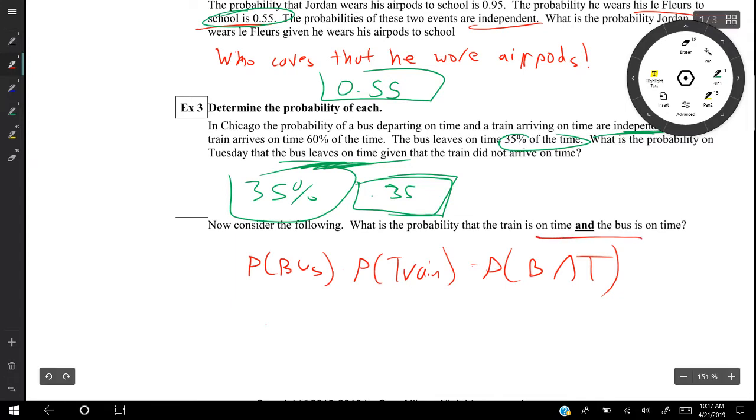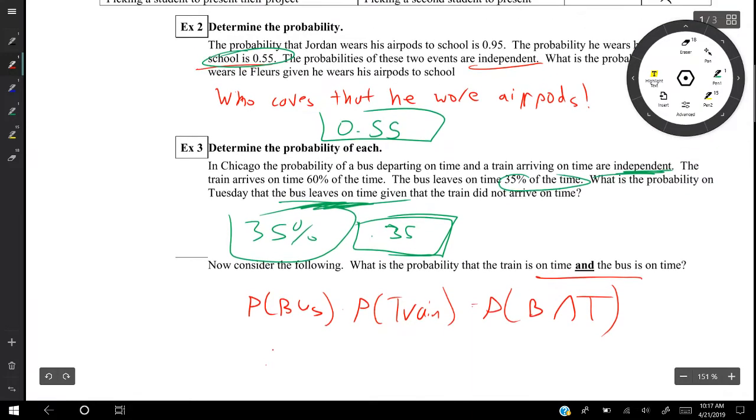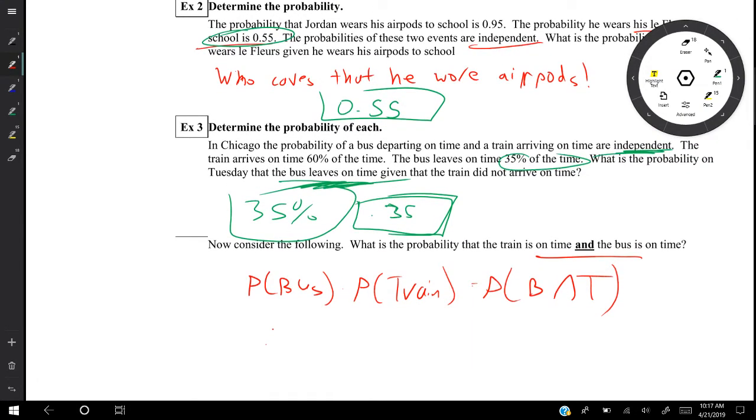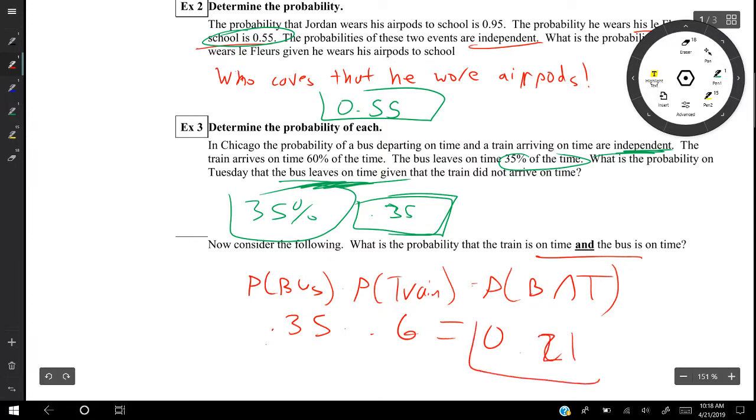Well, that's, what is bus? Bus is 0.35 times 0.6 is equal to, calculator, my phone is charging, let me grab it real quick. Calculator, where are you? 0.35 times 0.6 is 0.21. Boom.